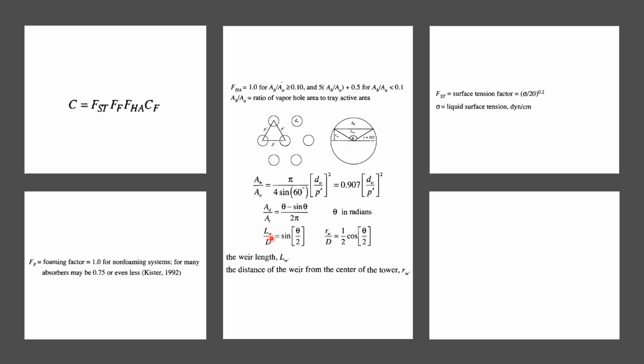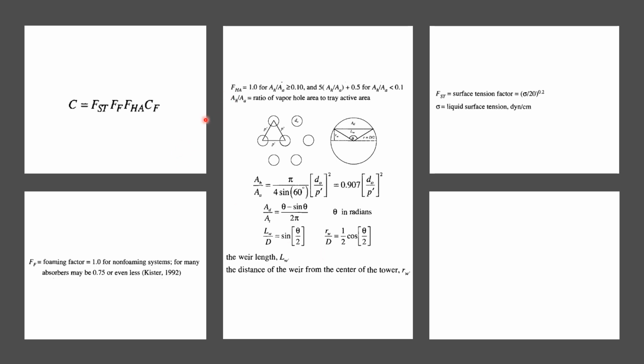Keep in mind, this is LW, the length of the weir. It's not the height of the weir, it's the length of the weir. And we can calculate theta by determining AD over AT. Remember, we already know AD over AT from the previous slide as a function of x. So we can solve for the value of theta, then we can calculate LW and RW if we know the diameter of the column. We will see the application of this in the example.